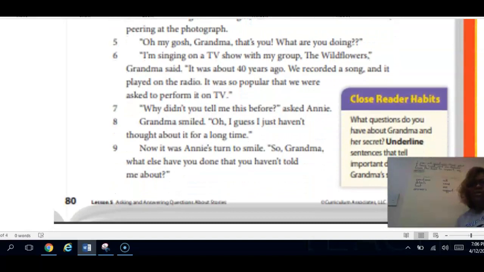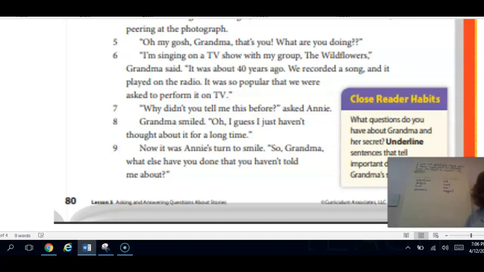"Why didn't you tell me this before?" asked Annie. Grandma smiled. "Oh, I guess I just hadn't thought about it for a long time." Now it was Annie's turn to smile. "So, Grandma, what else have you done that you haven't told me about?"